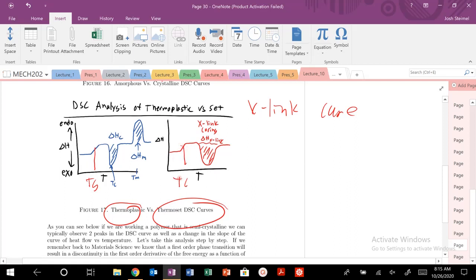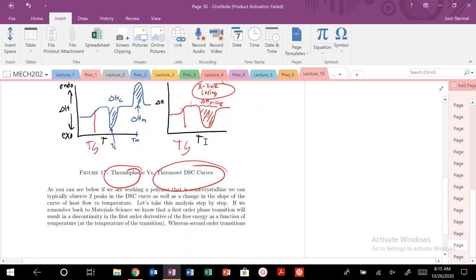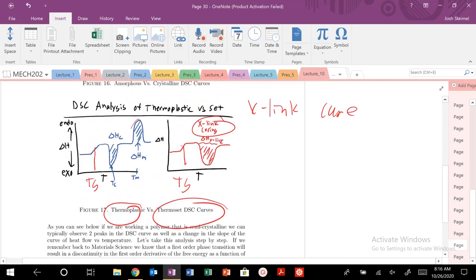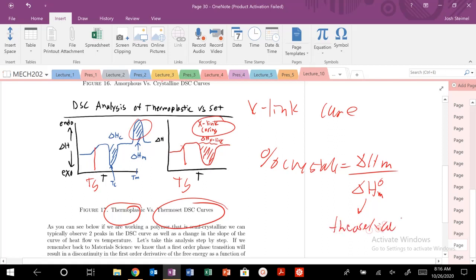So thermosets still have a Tg, but they also have the curing process, so this delta H of cross-linking. So it's nice, all these different ways that we can determine not only where our Tg is, but what our enthalpy of melting is. We could also figure out the percent crystallinity by looking at our delta Hm divided by delta Hm naught, where this is basically the theoretical delta H of a 100% crystalline material.